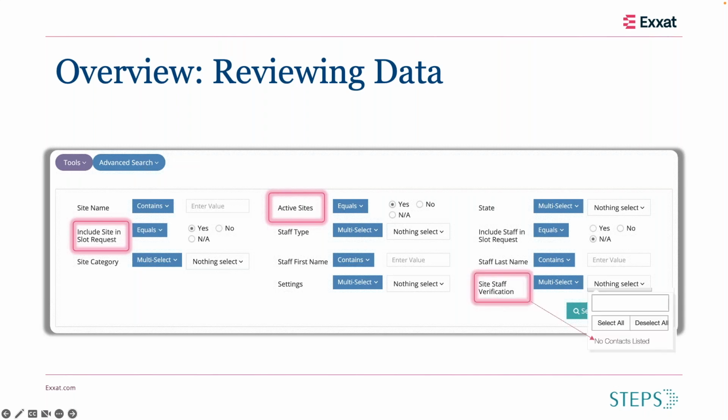And we also have the site staff verification filter. So this filter is really nifty. It actually looks for any sites who have no contacts listed or no staff set to receive your slot request email. So this is going to help you find the gaps. Again, any sites who do not have any staff set to receive the email, you'll select those no contacts listed. It'll quickly filter the list for you. So then you can easily see which sites those are, update that information if needed.